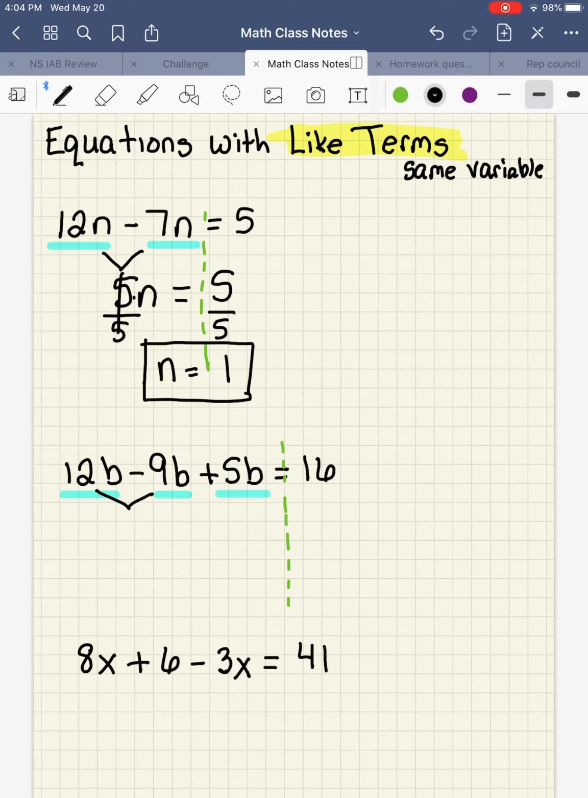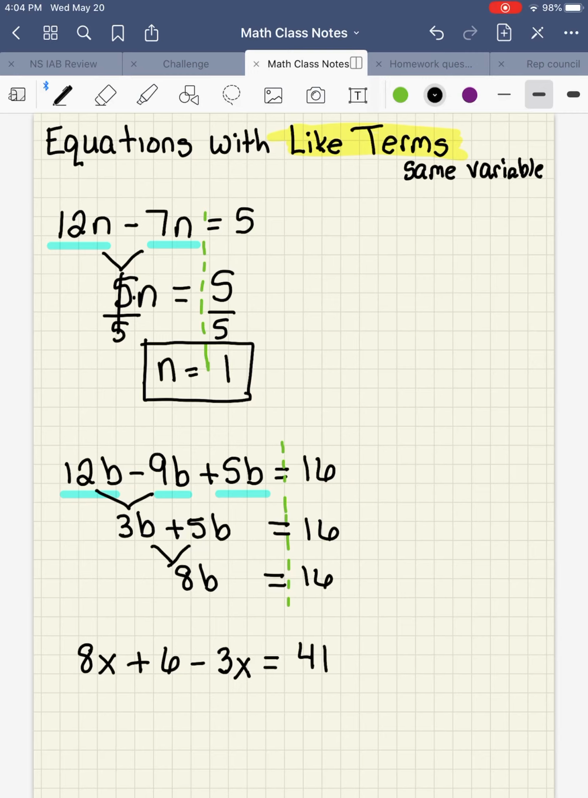And since they're all like terms, I'm just going to go straight across. 12 subtract 9 is 3, b is still there. I did not do anything with the 5b yet, so I'm going to move it on down. So 3b plus 5b still equal to 16. Nothing happened there. Okay, now I still have like terms. The 3 and the 5 both have the b, so I can go ahead and add those two together. 3 plus 5 is 8. b is still there, is equal to 16.